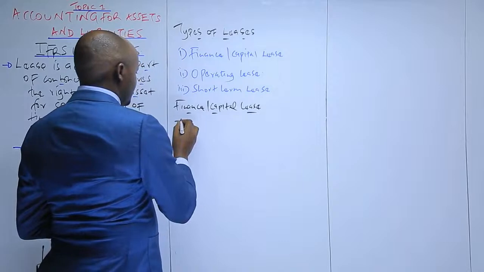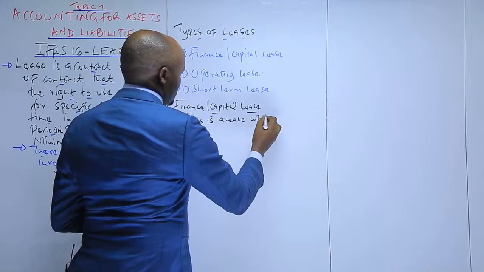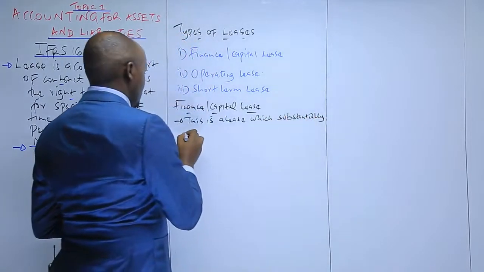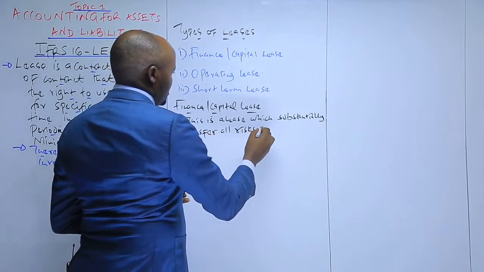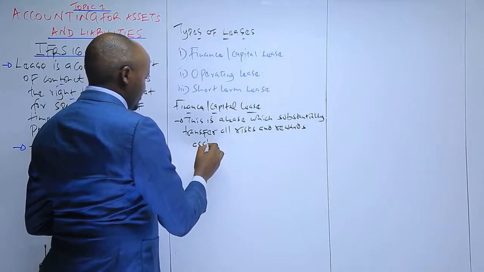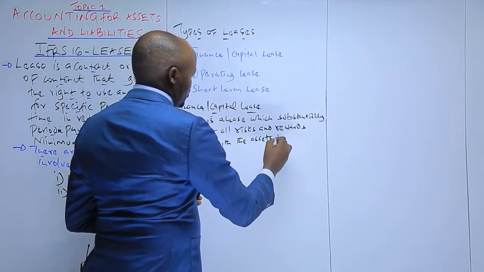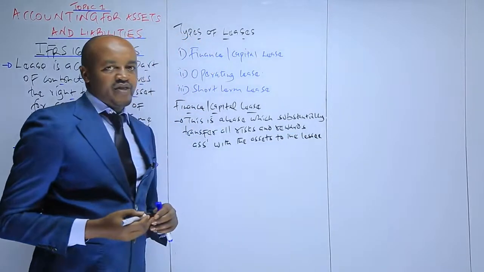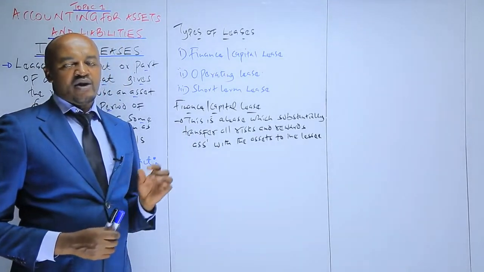is a lease which substantially transfers all the risks and rewards associated with the asset to the lessee. Meaning that this particular type of lease will transfer all the risks and rewards associated with the asset to the person who has leased the asset.